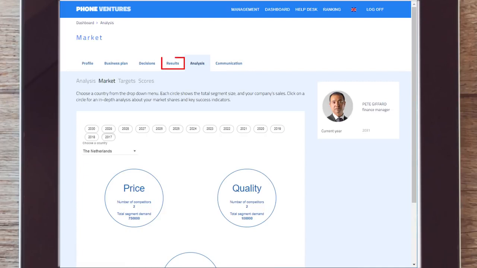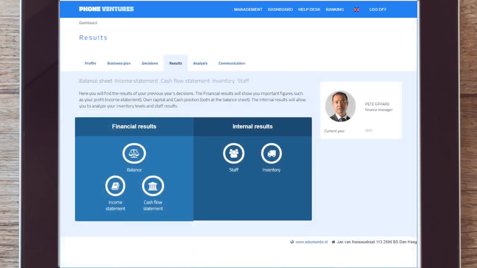Then go to Results to check out your company's current situation. Here you can analyze the company's financial statements, the key indicators of your staff, and the sales and demand in each of the countries you've entered. After the first round, you will be able to see inventory and sales levels. Click on Inventory and Table to see an overview of these key figures per week.